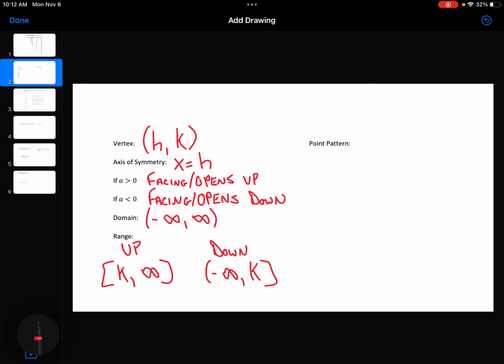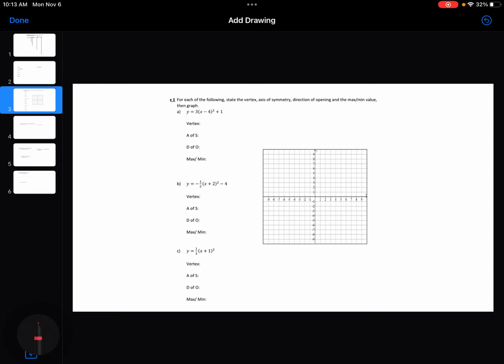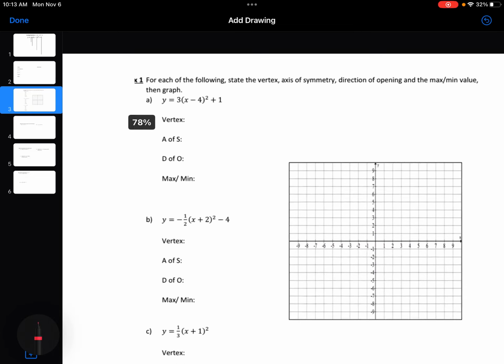Our point pattern is always going to be over and up. So over 1, 1, 1, up 1, 3, 5. But we always times that by our A value because our up values could change depending on what our A is. Okay, so let's graph a few of these.